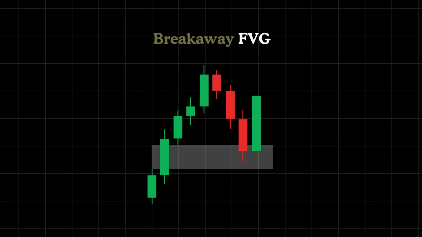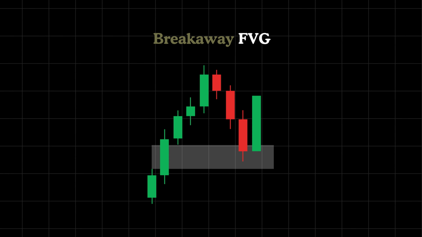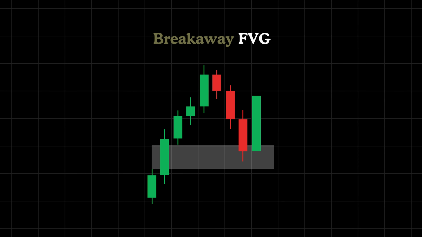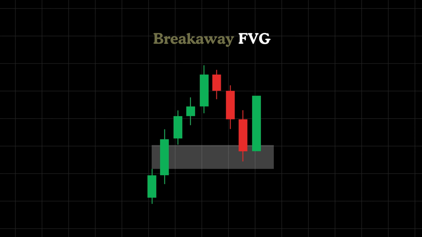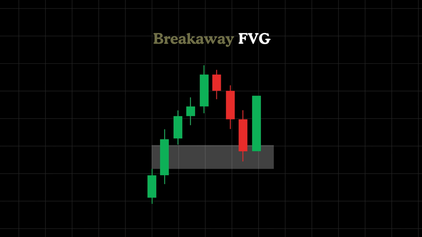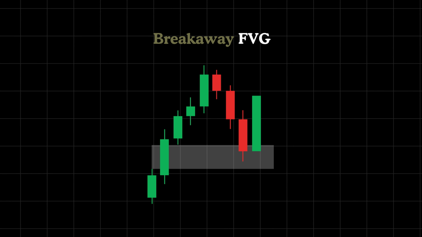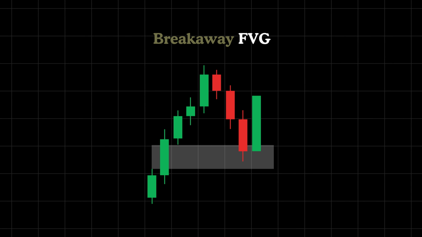On the flip side, if the third candle is yet another strong bullish impulse, it forms what we refer to as a breakaway FVG. These are the types of gaps we want to focus on. Breakaway gaps indicate continued buying strength and often serve as reliable zones of support for the next leg higher. Although price may take longer to revisit these gaps, when it does, they tend to offer high probability trade setups.